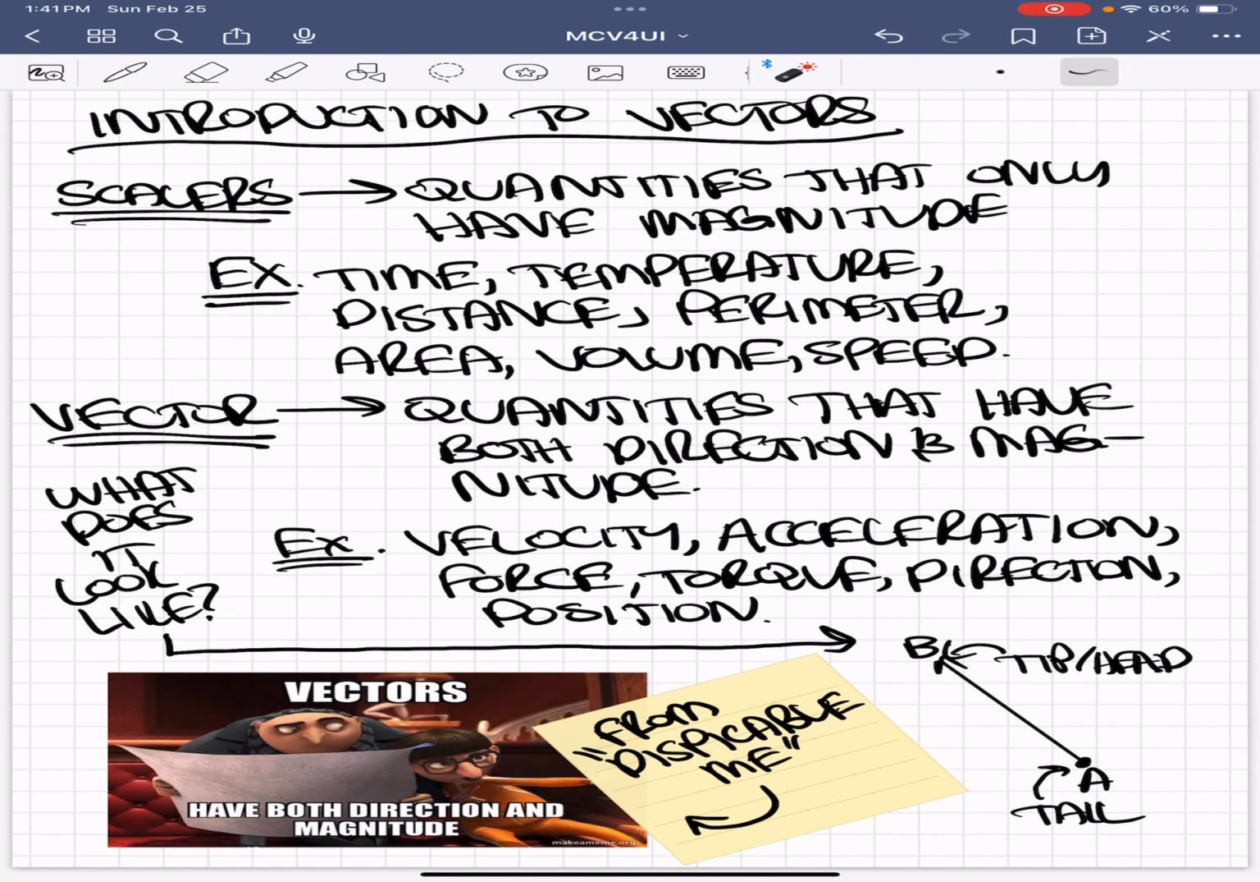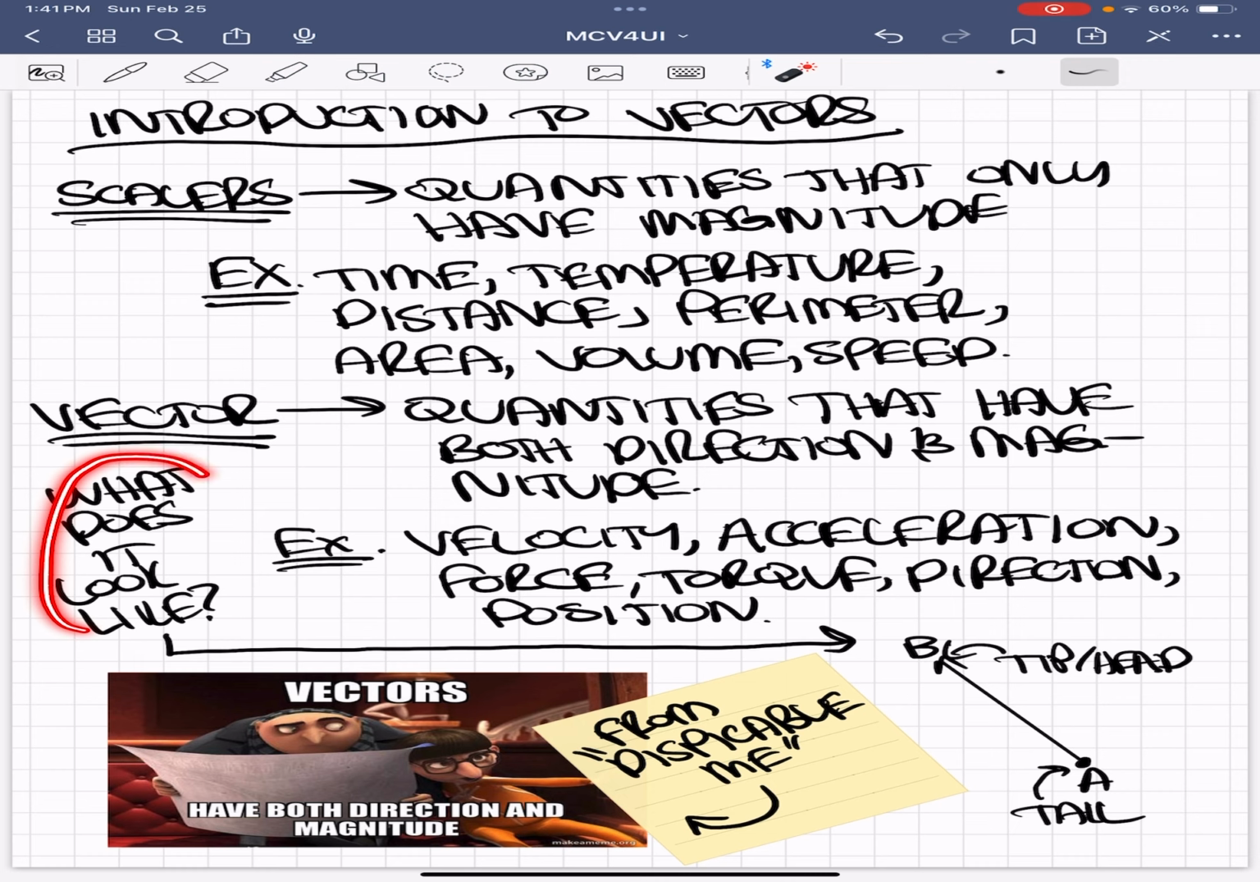Okay, so scalars are quantities that have only magnitude, and examples of that would be time, temperature, distance, perimeter, area, volume, and speed. A vector is a quantity that has both magnitude and direction. And examples of this would be velocity, acceleration, force, torque, direction, and position.